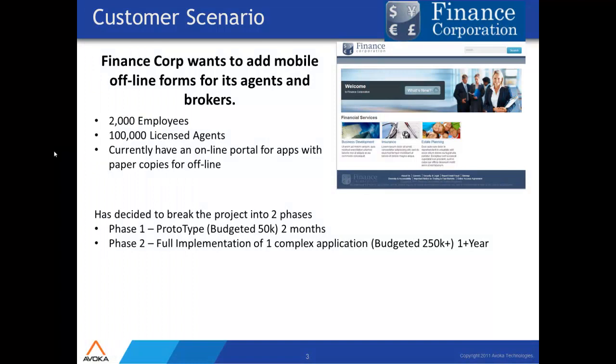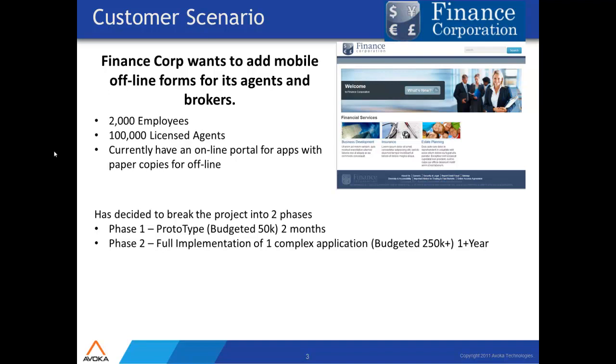So here we've got Finance Corporation, and basically Finance Corp wants to add mobile offline forms for its agents and brokers, right? So one of the business lines they do is sell insurance. They have 2,000 employees, 100,000 licensed agents across the United States. They currently have an online portal for apps with paper copies for their offline needs, right?